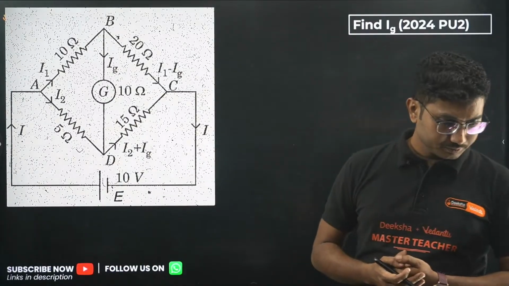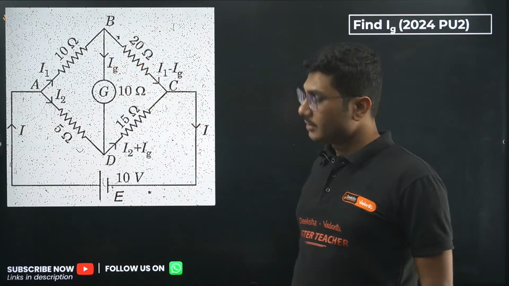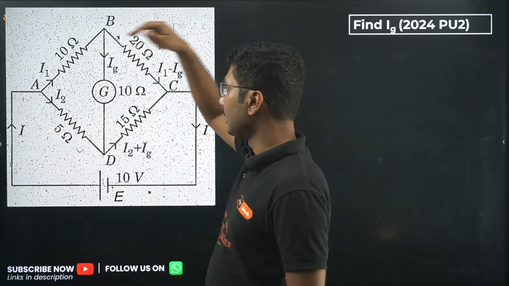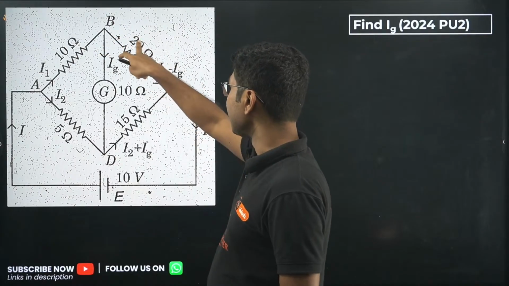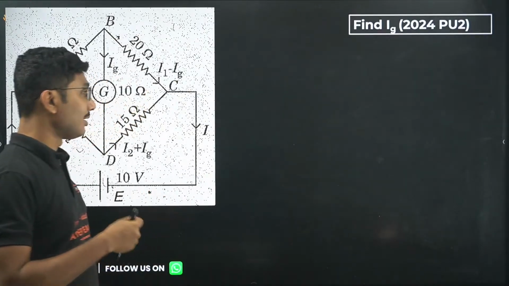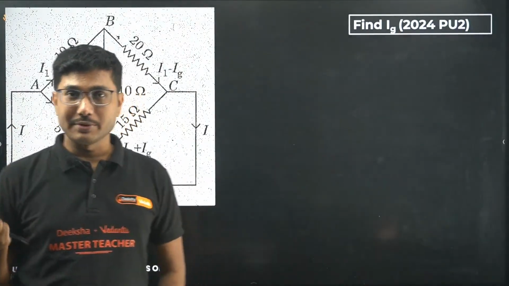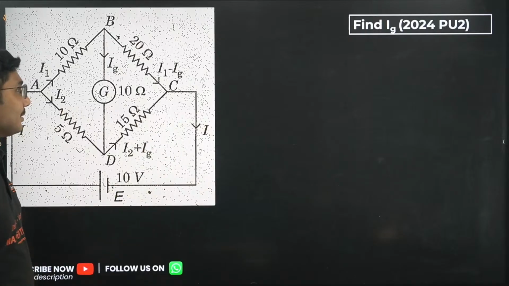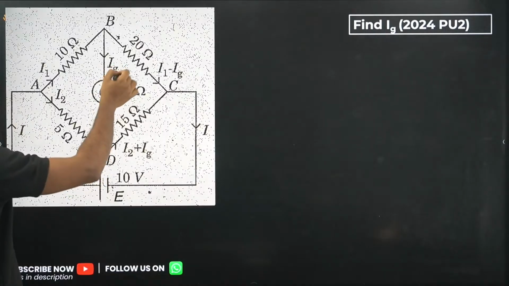Okay Sagar. Now, let's see the circuit. Here we have current I1 passing through this 10, I2 through this 5, then I1 minus Ig through this 20 and I2 plus Ig through this 15. The first test is whether this Wheatstone bridge is balanced or not. If you find that the circuit is balanced, then the problem can be solved like this. But if the circuit is not balanced, then you have to use some other method. You have to find Ig. Very important to remember, you are trying to find Ig.